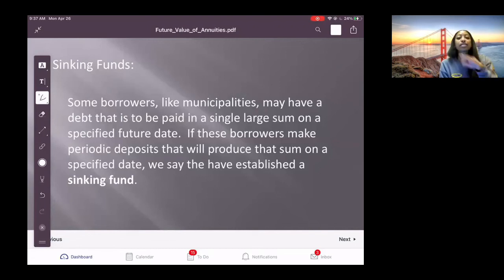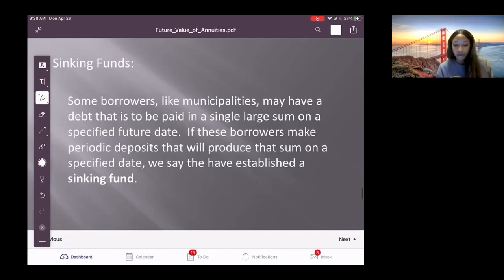So some borrowers have a debt that should be paid at a future date. If these borrowers make periodic deposits that will produce that sum on a specific day, we say that they are establishing a sinking fund. So you're putting money into an account at equal time intervals. The money that you are depositing is going to grow to that certain amount that we know that we want, and again, it's earning interest. This is called a sinking fund. Basically, it's a future value of an annuity problem where we know the future value that we want. We're trying to figure out what are the payments that we need to make. So how much should we invest at these equal time intervals to grow to the amount that we're going to end up owing?